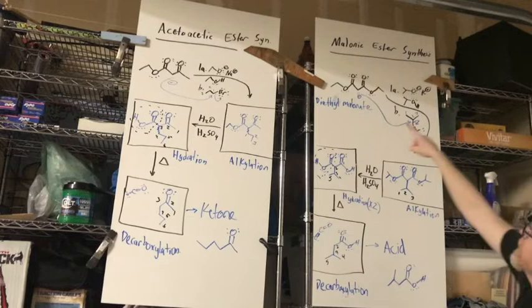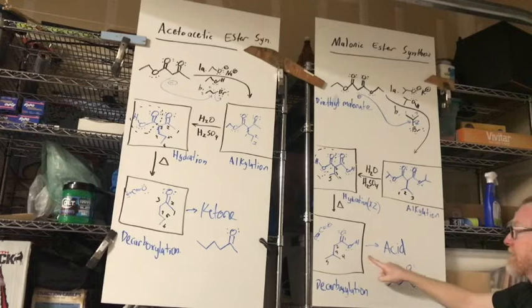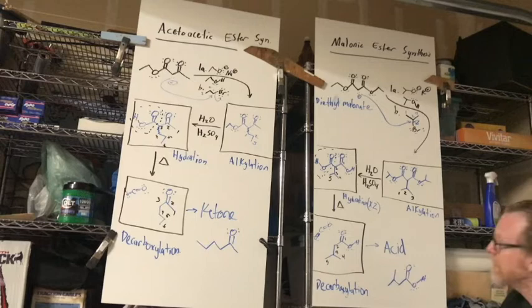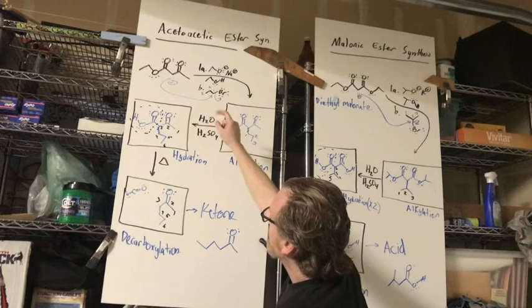So in the malonic ester synthesis, you're not making an ester. You're starting with the malonic ester, diethyl malonate, and then you're producing a carboxylic acid at the end. Because you started with two esters, you're going to lose one of them as a decarboxylation, and then you're left with the acid at the end. Over here, you started with an ester and a ketone, and you wind up losing the ester as the decarboxylated acid to leave just the ketone.